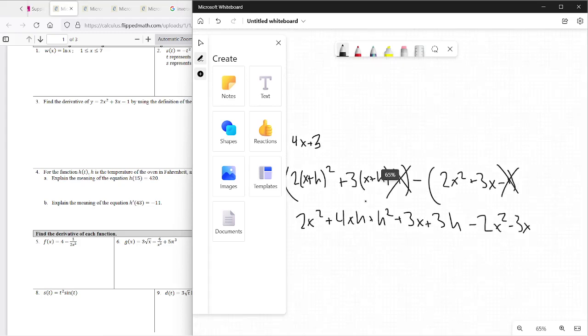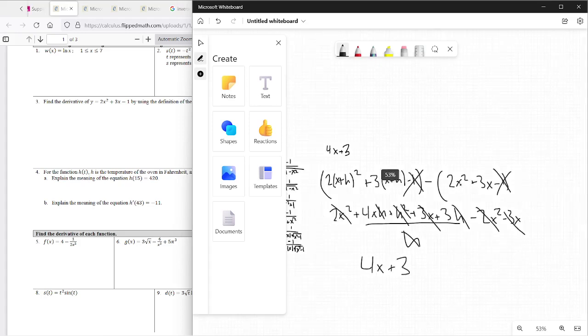Okay. If we further simplify this, these are going to cancel. We're left with all this over this. Further simplifying, we can just take out an h, and we know that h is going to be 0, so we can take out this. So after the massive simplification, we just end up with 4x plus 3. This is the same as this.